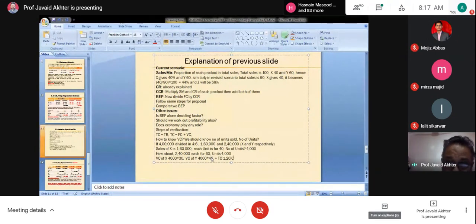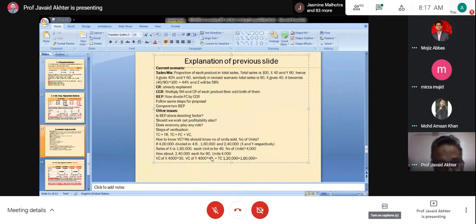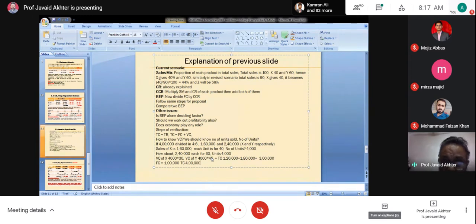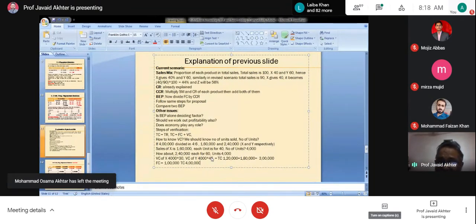120 plus 180, how much does it become? 3 lakh. So total variable cost is 3 lakh. Plus total fixed cost is 1 lakh. So total cost becomes 4 lakh. When total cost is 4 lakh, total revenue is also 4 lakh. That means your answer is correct. Is the process clear? Yes, sir.